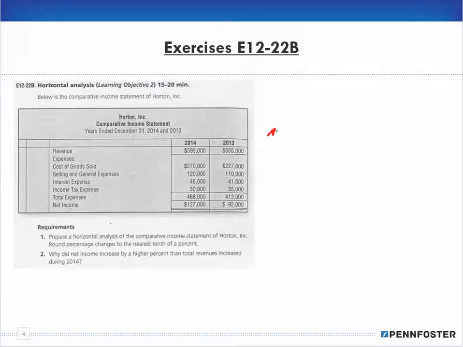So we have an amount, and then we have a percentage. When we're doing a horizontal analysis, we're going left to right, and what we end up doing is we take the difference between these two columns. So 595 less 505 is 90,000.